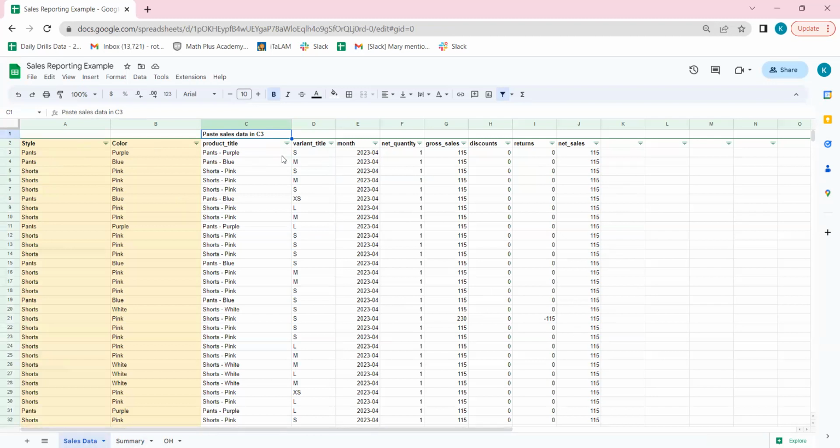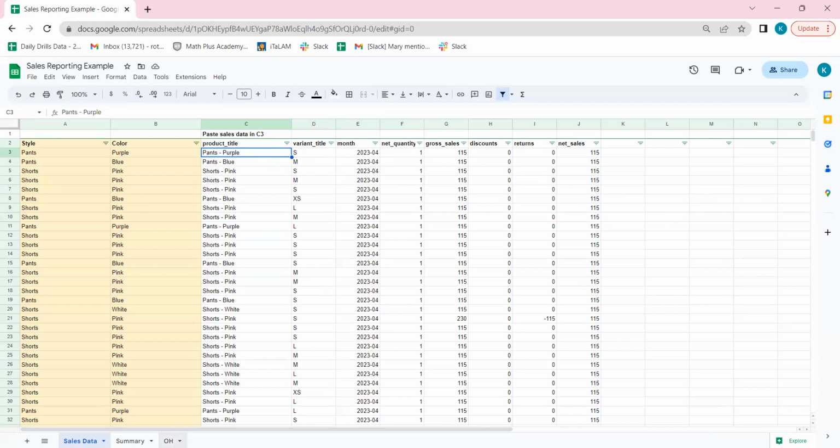But you'll put in your sales information right into C3, and it has your product information, the sizing, because we're also going to look at how the sizes performed, the unit quantity that sold. You have gross sales, but what we'll be looking at is net sales to understand what money you brought in from your sales time period. So all of this information will be used to generate your summary tab.